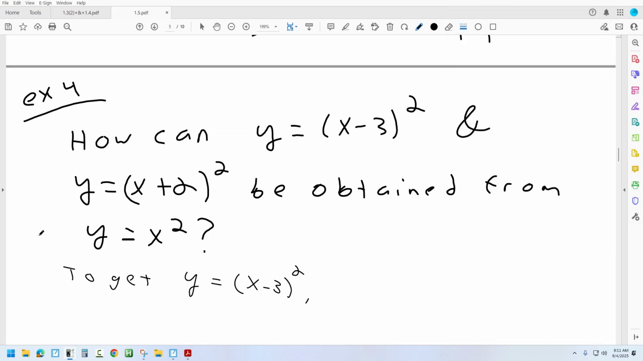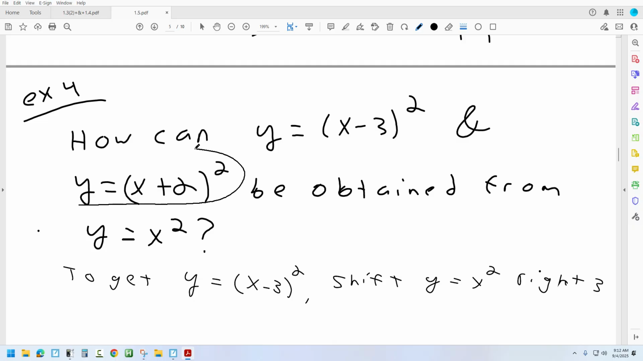So to get y equals x minus 3 squared, shift y equals x squared right 3. And likewise, how would I get y equals x plus 2 squared? We're just going to do this one verbally. Shift it left 2. Yep. Take the parent function, shift it left 2, and you will get this one.